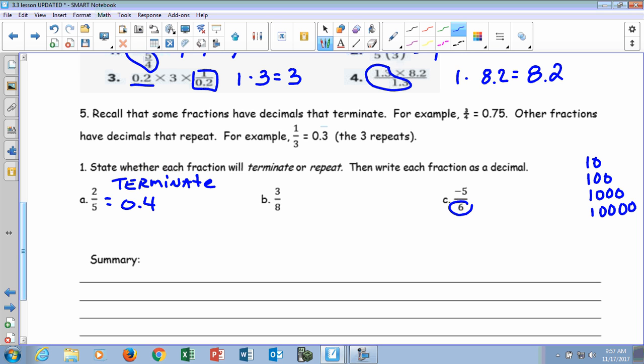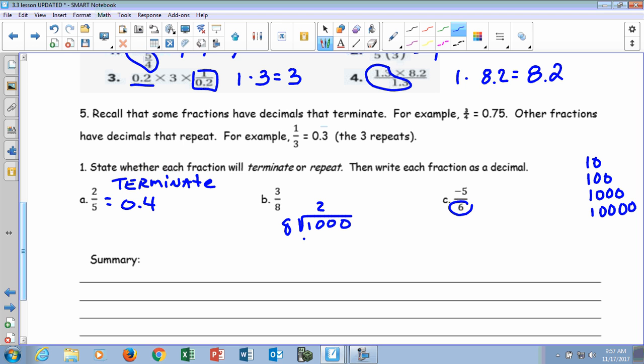Does 8 go into 10? No. Does 8 go into 100? It's close. At 12, it's 96, right? Which leaves you 4. So it doesn't go in evenly. Does 8 go into 1,000? Well, you're saying yes because I'm pausing. Divide 8 into 1,000. Watch this.